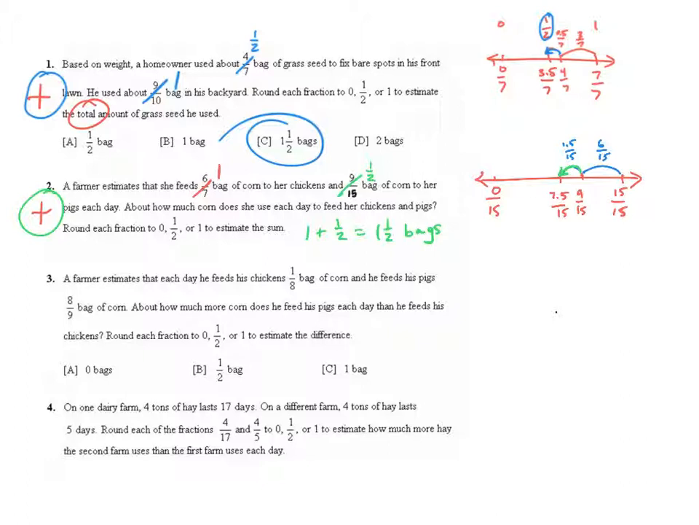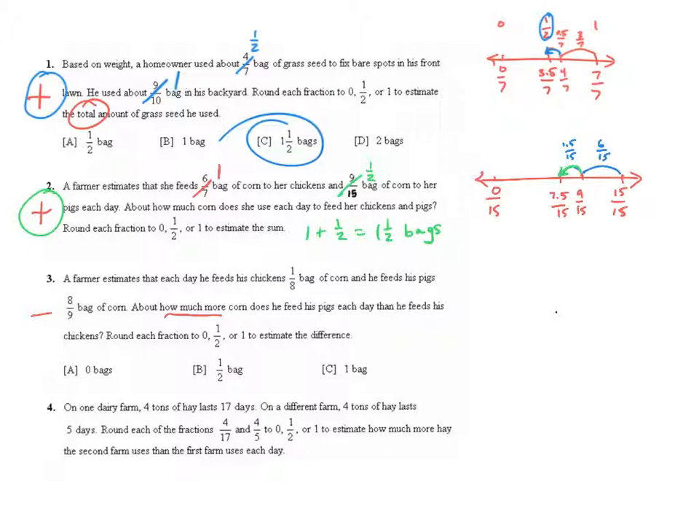Question 3 says a farmer estimates that each day he feeds his chickens 1/8 bag of corn and the pigs 8/9 bag of corn. About how much more corn does he feed his pigs each day than he feeds his chickens? And again, we're going to estimate. Because we want to know how far apart these two numbers are, that's going to be a subtraction problem. So we need to find our larger fraction, which is going to be the 8/9, and we're going to subtract the 1/8, but we're going to estimate instead of actually doing the real problem.